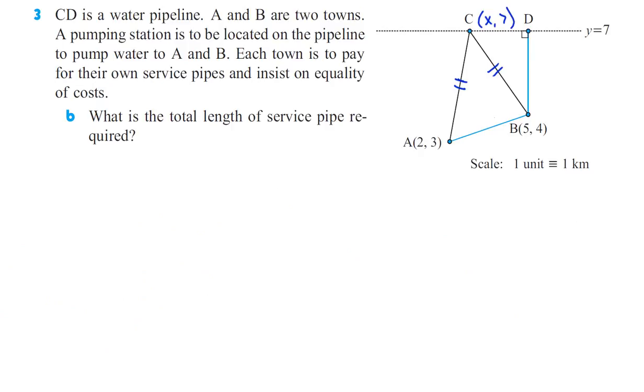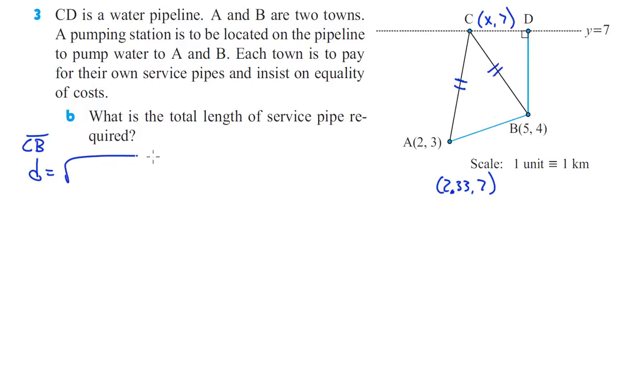B, what's the total length of service pipe required? If you'll remember up here, this point has got to be at (2.33, 7). So we have to find the total distance of these two pipes. The good news is that they're both exactly the same length, so really all we have to do is find one of them. So distance is going to equal, let's just do CB.